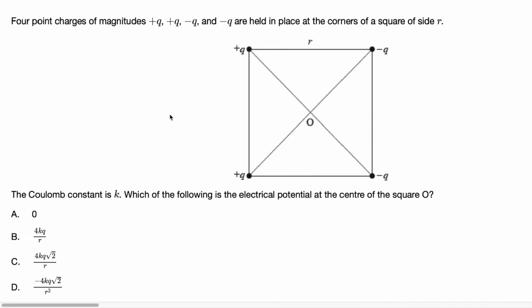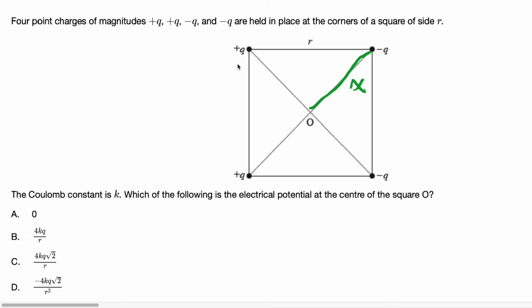Four point charges of magnitudes positive Q, negative Q, and negative Q are held in place at the corners of a square of side R. The Coulomb constant is K. Which of the following is the electrical potential at the center of the square O? Since it's a square, we know that this distance is equal to this distance, which is equal to this distance, which is equal to this distance. For simplicity, I'm just going to represent the distance using the variable x. So let me write this down. Here is x.